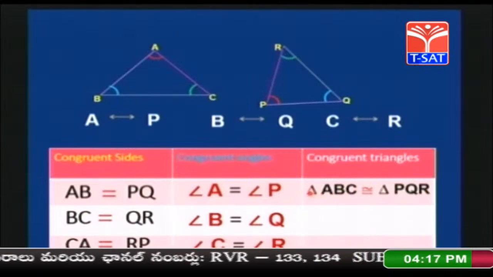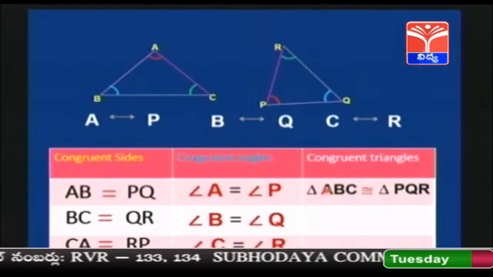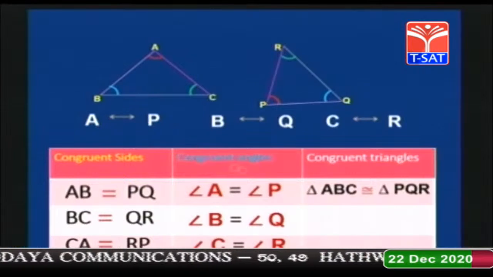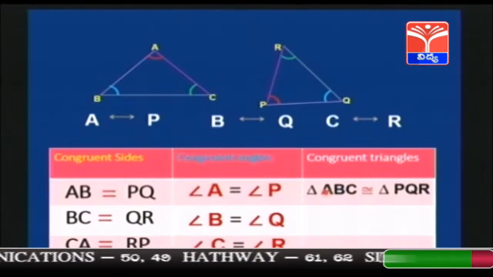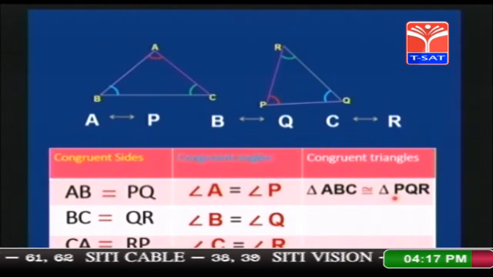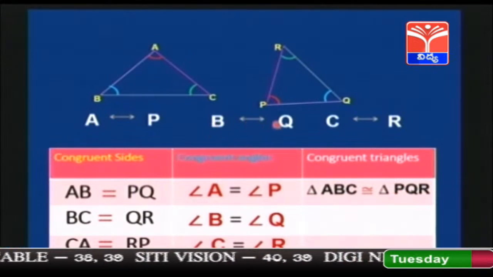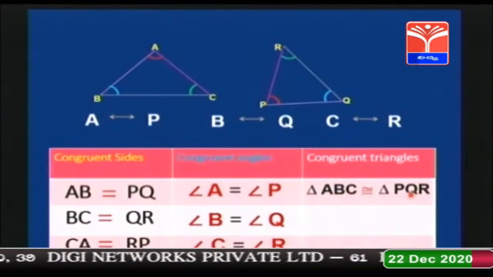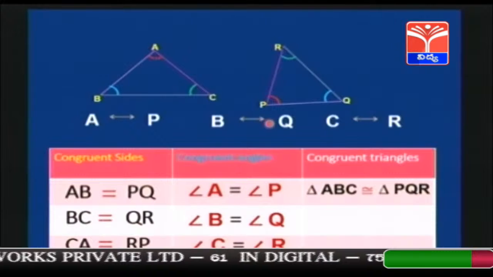See here, in triangle ABC, A corresponds to P. A corresponds to P, which means the first letter here is A, and in triangle PQR the first letter is P. Next, B corresponds to Q, so here the second letter is B, then here also the second letter is Q, because B corresponds to Q.